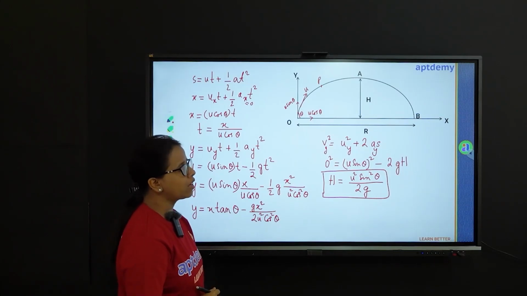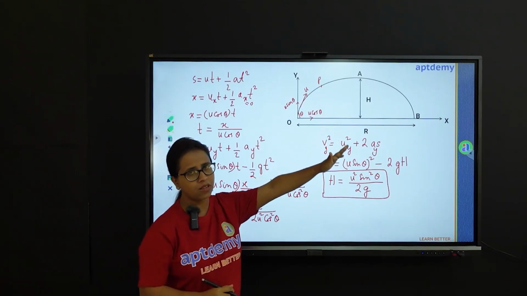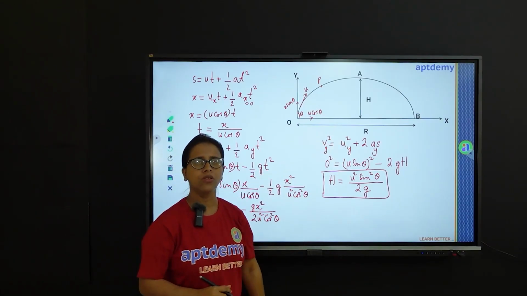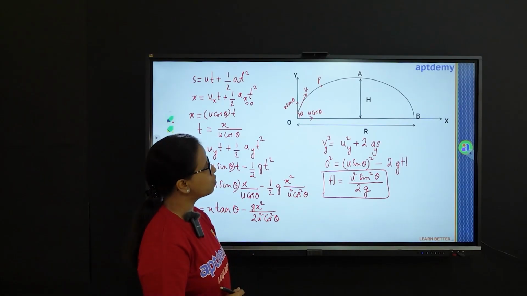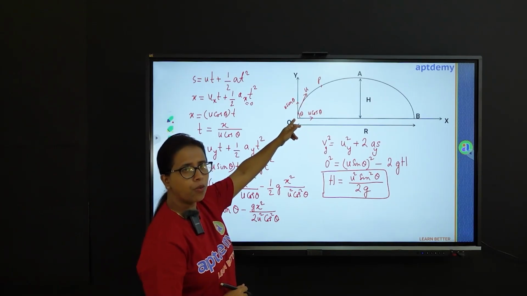Now the time taken by the projectile in traveling, completing its trajectory and reaching the ground. The time taken is the time of flight. Let's try and find that out. Now look at this, the particle started from the point O.